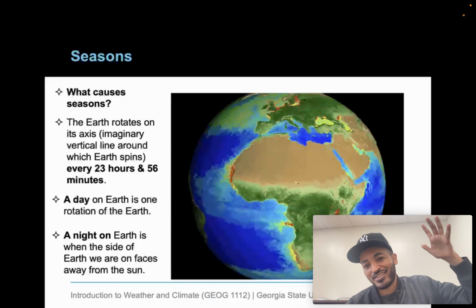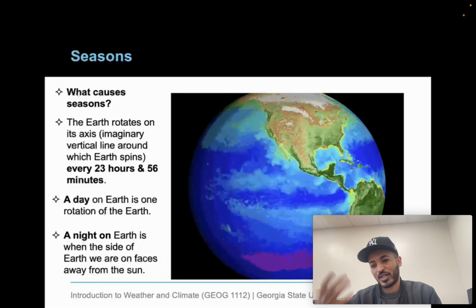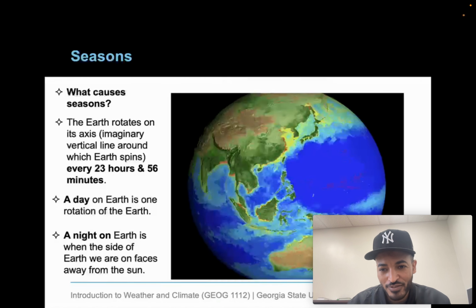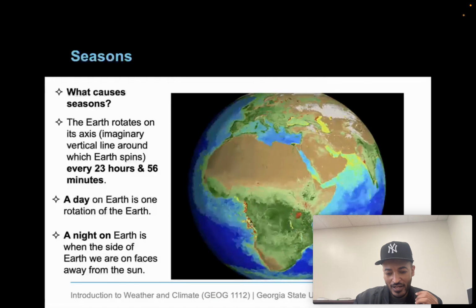It takes not exactly 24 hours, but about 23 hours and 56 minutes. A night on Earth happens as the Earth rotates on its own axis. For instance, where we are in Atlanta, during the day one side of the Earth faces the sun, and at night we're facing away from the sun, right? So that causes day and night.